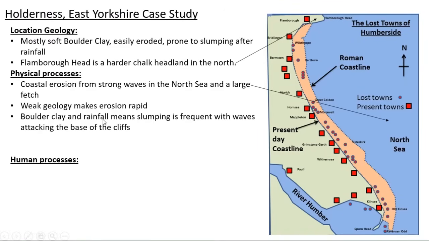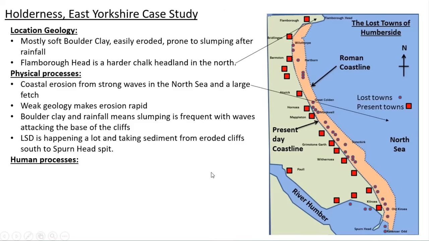The boulder clay and also the rainfall mean that slumping is very frequent, so the waves attack the base and the top gets very wet and slumps into the sea. And longshore drift is happening a lot. So you can see, as you follow it down to the south area with this zigzagging going on, you can see this would be the prevailing wind direction. That zigzag movement, which is very poorly drawn by me, has led to the formation of Spurn Head Spit, which is a very nice natural feature. There's a road and a lifeboat station, sorry, over on Spurn Head.